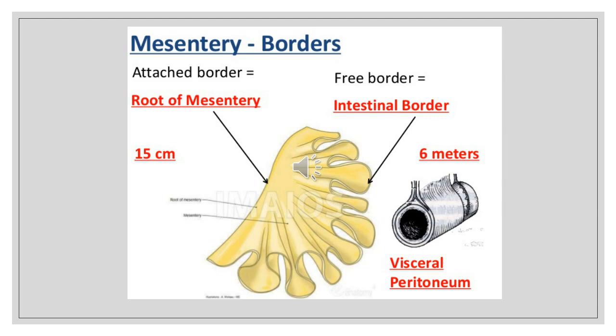Mesentery has two borders. The attached border, or root of mesentery, is around 15 cm in length, and the other border is the free or intestinal border, which is about 6 meters long, and they are thrown into pleats.